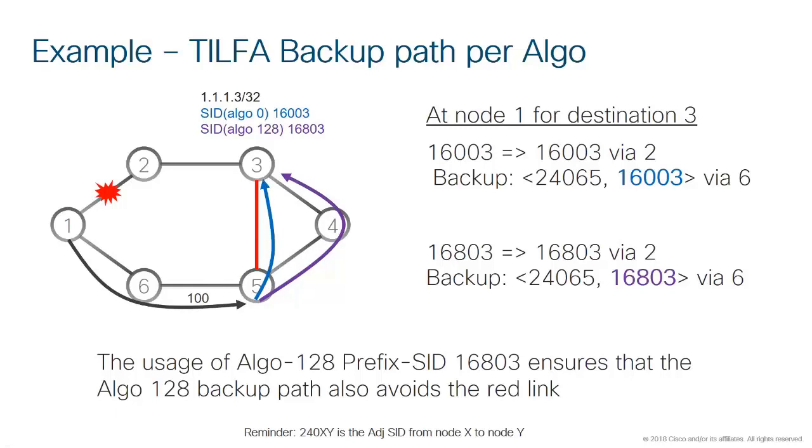But now if I look at the backup path for 16,803, the beginning is the same. I want to go via 6. I want to force my way through the bad link. But then when I end up at 5, I need to go 4, 3. So the backup path for 16,803 shares the same property as the primary path. It is a backup path within algorithm 128. So the backup path cannot use a red link. And this is what is done here, because the TI-LFA computation is done per algorithm.